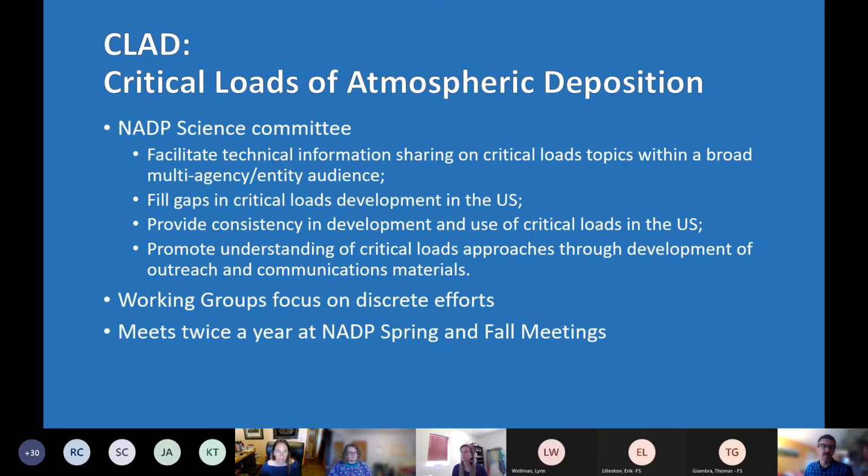CLAD specifically is built to facilitate technical information sharing on critical load topics with a broad multi-agency audience. We're not only trying to fill gaps in data, but also provide structure to how to consistently use this data to inform management and policy. We have various working groups that are pursuing the synthesis, the uncertainty aspects, and the relationship with the deposition models. So if anyone here is interested in participating, not only from a scientist perspective, but also from a user's perspective of how we can create better products to inform your decision making, please reach out and I can get you the information to get on those lists.